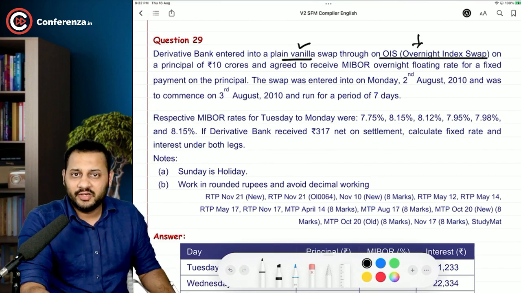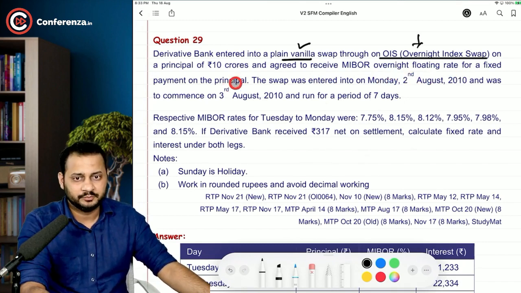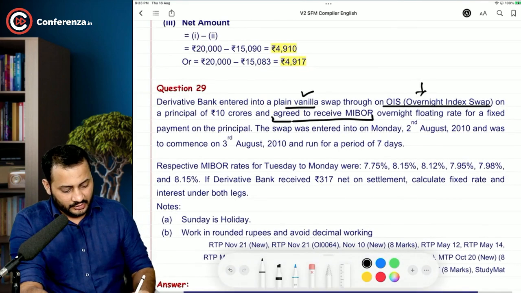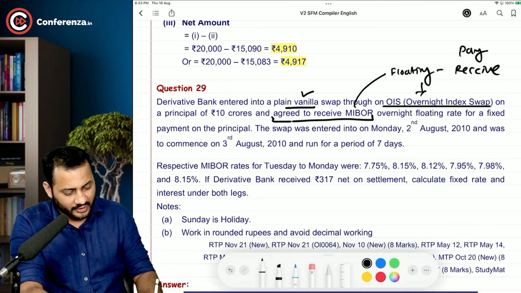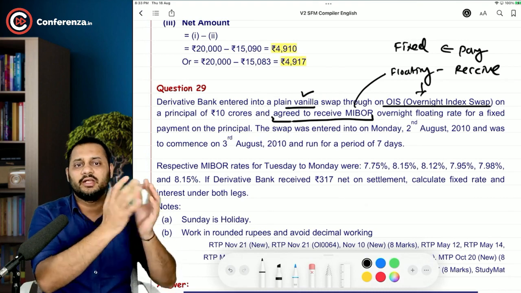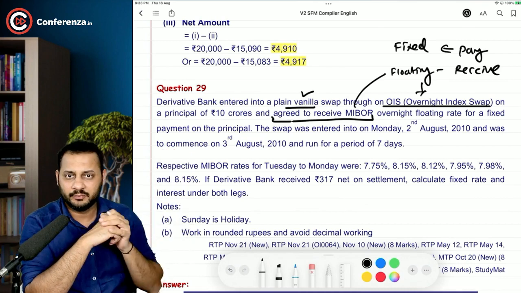On a principal of 10 crore and agreed to receive MIBOR overnight floating rate for a fixed payment on the principal. See, this is a derivative bank and they entered into this agreement where they agreed to receive MIBOR. What does that mean? MIBOR is a floating rate and you are agreeing to receive this. That means in the swap, what are you going to pay? Fixed. Automatically. If you are receiving floating, that means automatically you are agreeing to pay the fixed.